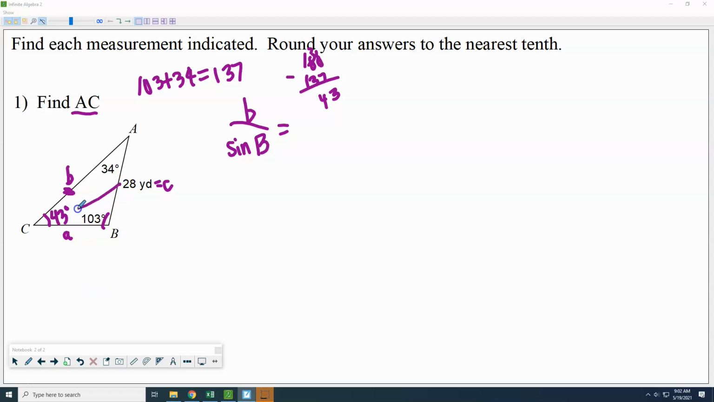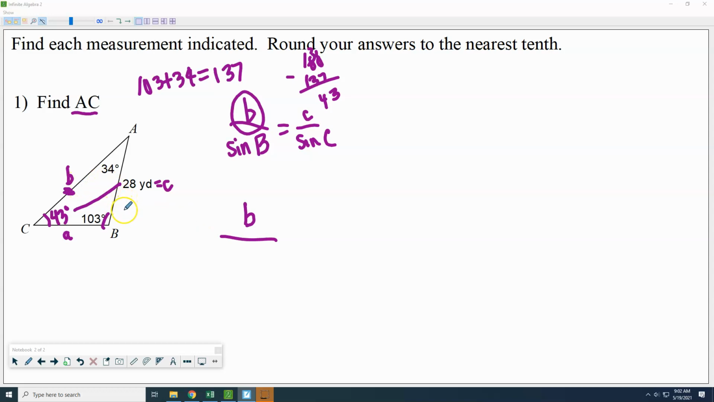So now I know another angle and side across from each other. So I can use C over sine C. Okay, so let's plug in what we know. So again, because it's B I was looking for, I put B on the top. If I were looking for angle B, I would want to flip this over and put sine of angle B on top. So whatever you're not looking for, put it on the top.